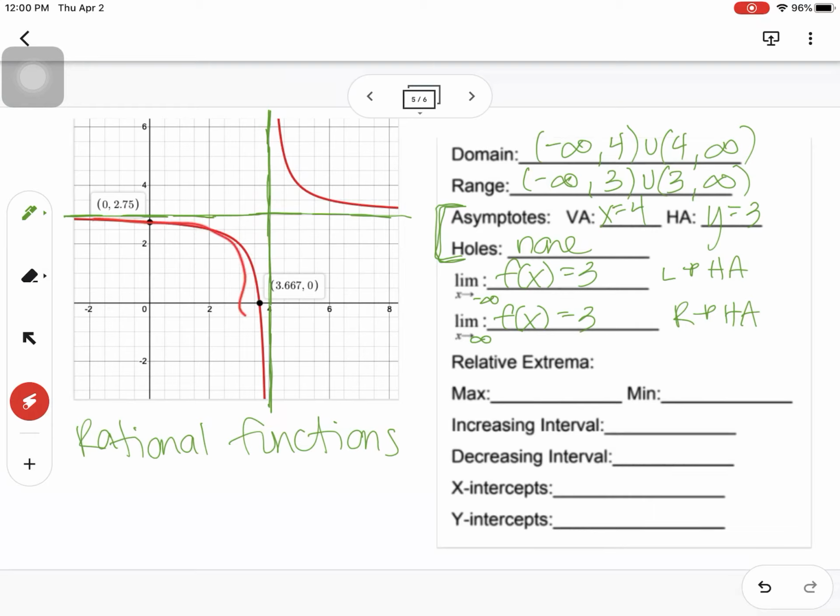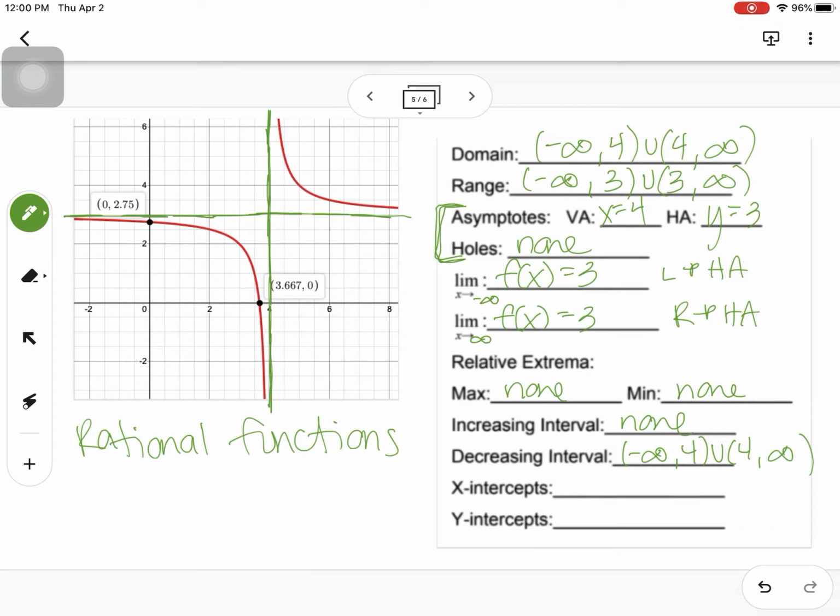For relative extrema, while our graphs do curve, they don't fully turn around and go the other way, so there are no relative extrema. There's nothing that's higher than any other point or lower than any other point. These will either increase or decrease for the ones I'm going to give you, and this one, for example, as you go left to right, it's only decreasing, so I'm going to put none on increasing. And decreasing will be my entire domain.